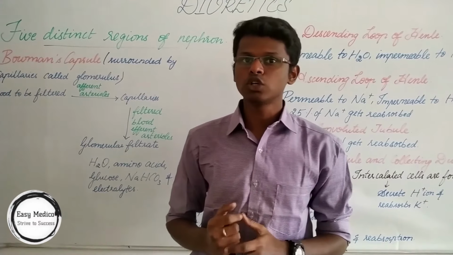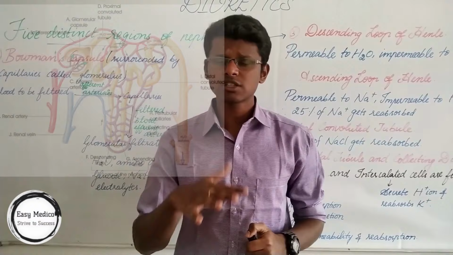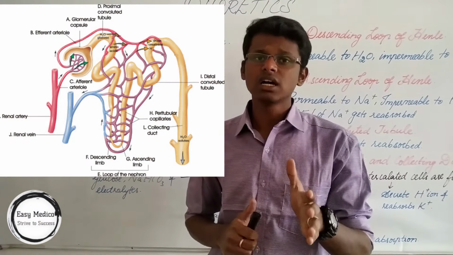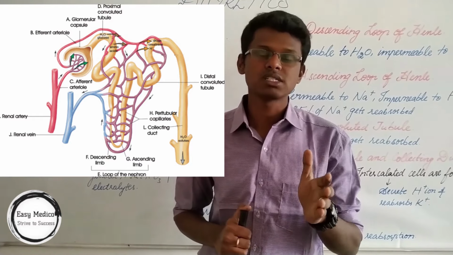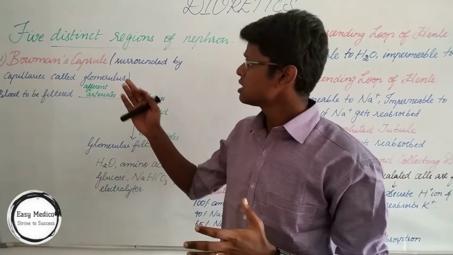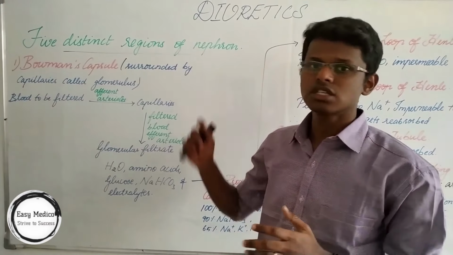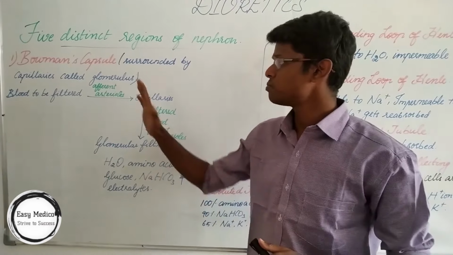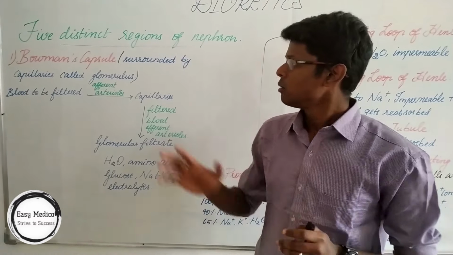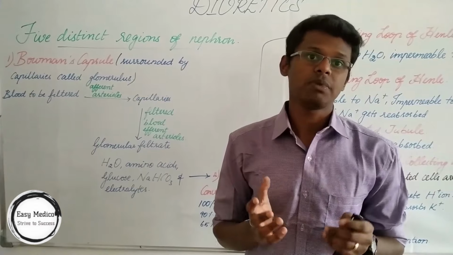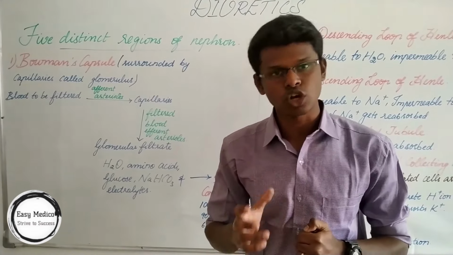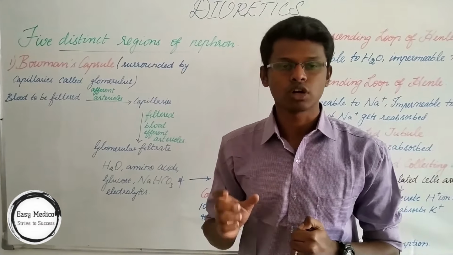Now let's move on to the mechanism of action. This mechanism of action is based on the part where they act. This occurs in the kidney, where the nephron is the structural and functional unit of the kidney. This occurs in 5 distinct regions of the nephron. First, it's Bowman's capsule. What does it consist of? Bowman's capsule is surrounded by capillaries called the glomerulus. That is why this filtration is known as glomerular filtration.